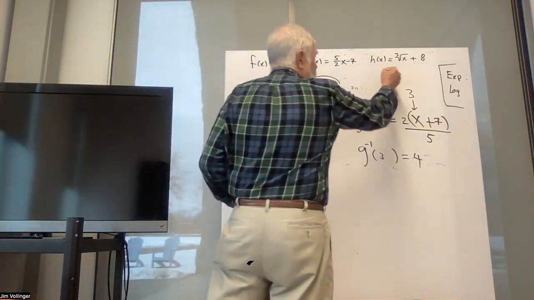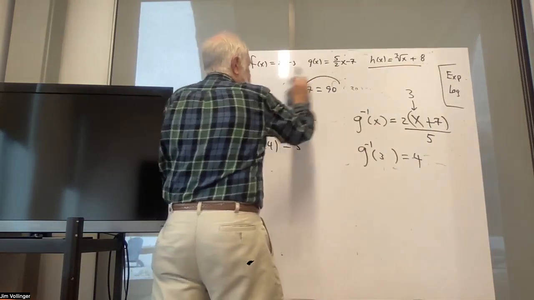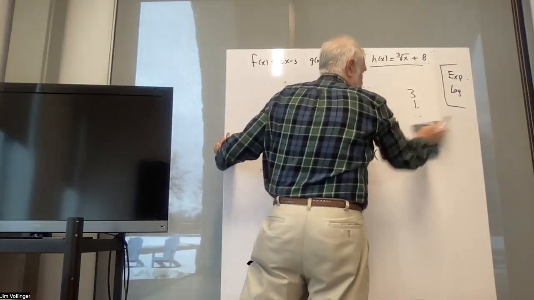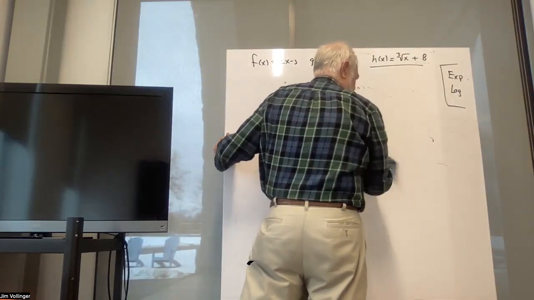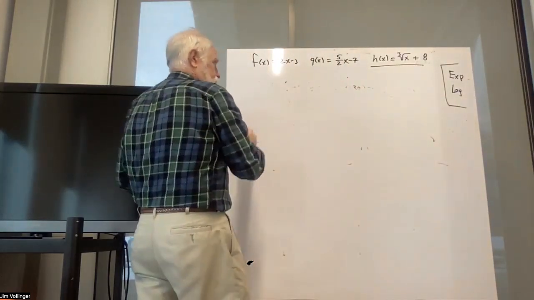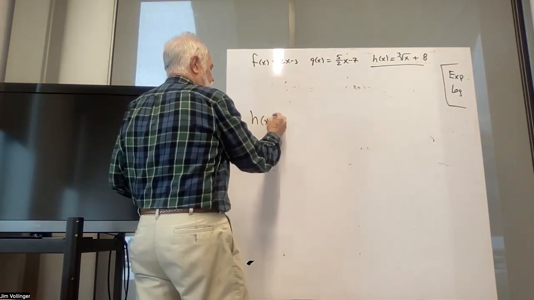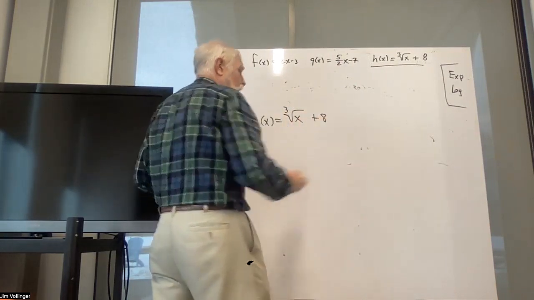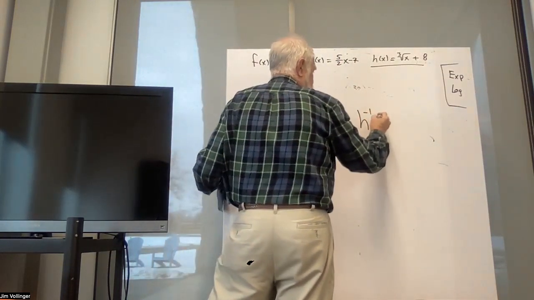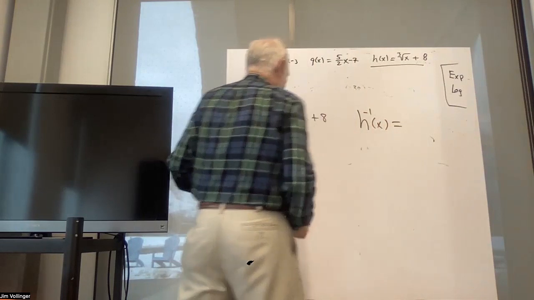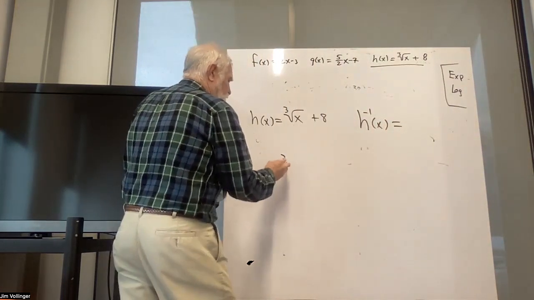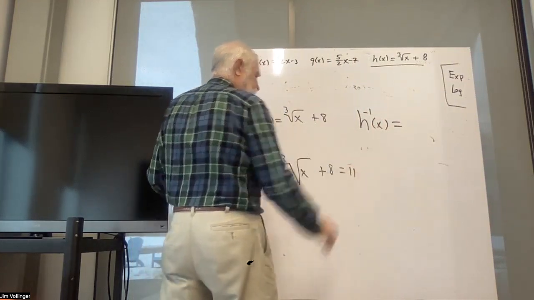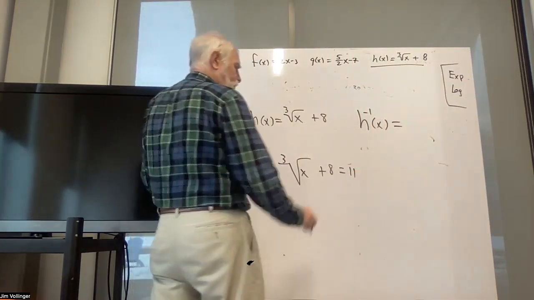So now you're pausing the video and you're trying h of x. I'll write it here. I'm trying to get the old noggin to think. So h of x equals the cube root of x plus 8, and we're looking for the inverse. Well, again, if we were going to solve an equation like the cube root of x plus 8 equals 11, what would be the first operation?